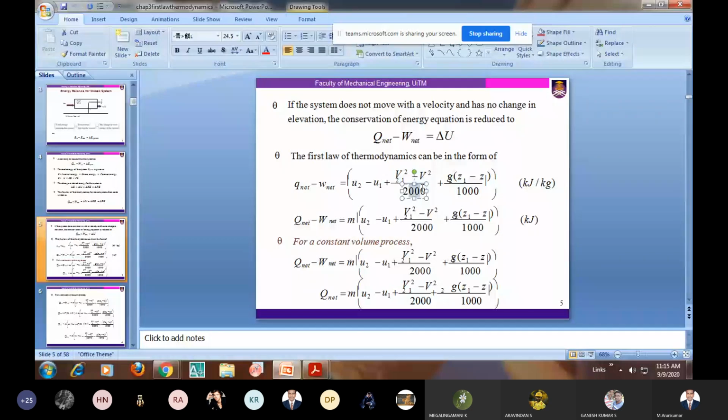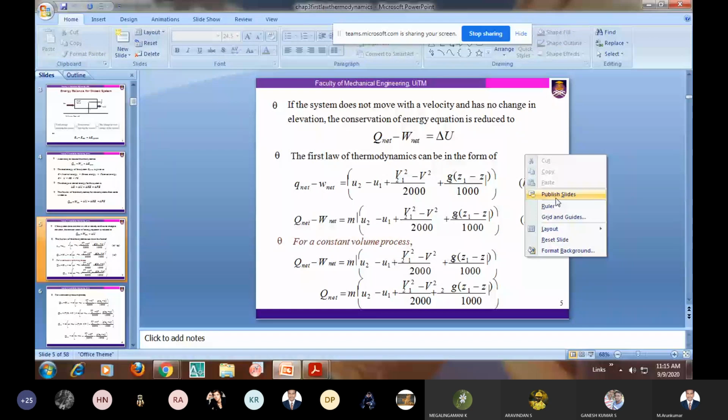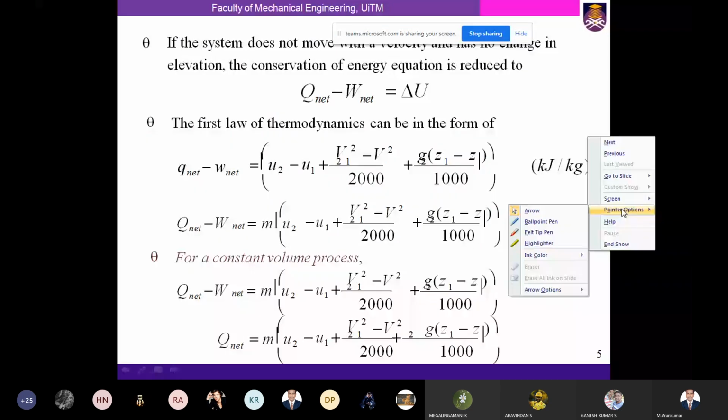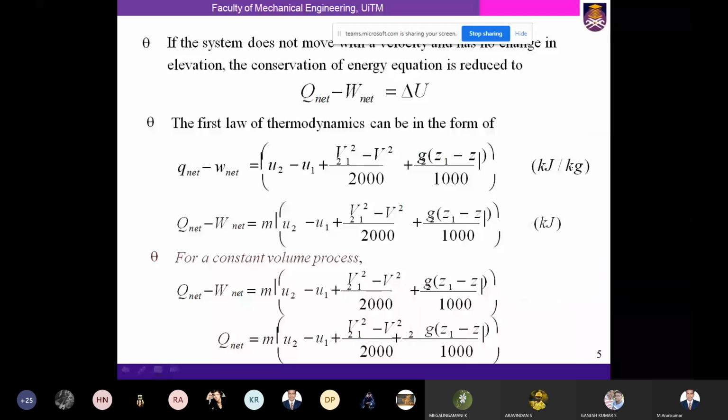You can open a full slide. Then we can use the pointer option. So we can take one point. You can take corrections. So here the unit is kilojoule per kilogram. If you want the unit in joule per kilogram, sorry, I'm using the mouse, so let us clear that.